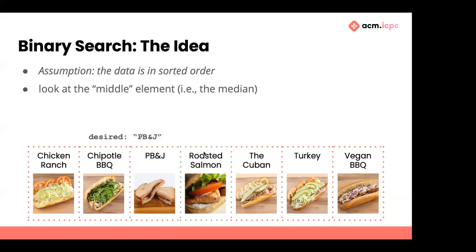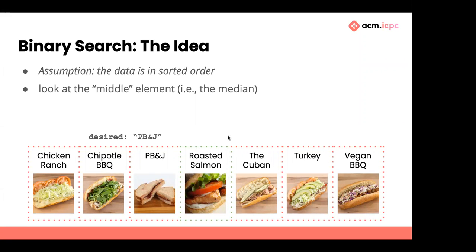So bear with me while we go through the algorithm, and then we'll break it down. The first thing I tell you is to look at the middle element. So what do we mean by middle? Well, this is simply the element that divides the list into two parts of equal size.